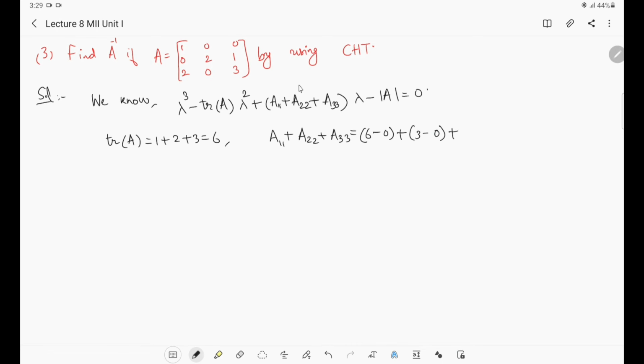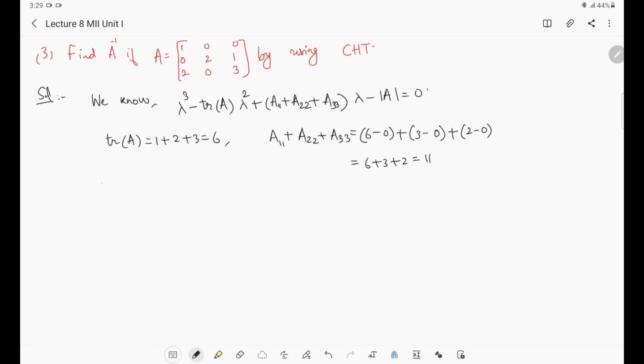Then plus A33. A33 is the minor of this element. Remove this one and this one. What you will get? 2 into 1 is 2 minus 0. So simplify this, what we will get? 6 plus 3 plus 2, which is 11. So A11 plus A22 plus A33 is 11, right. So we got this also.